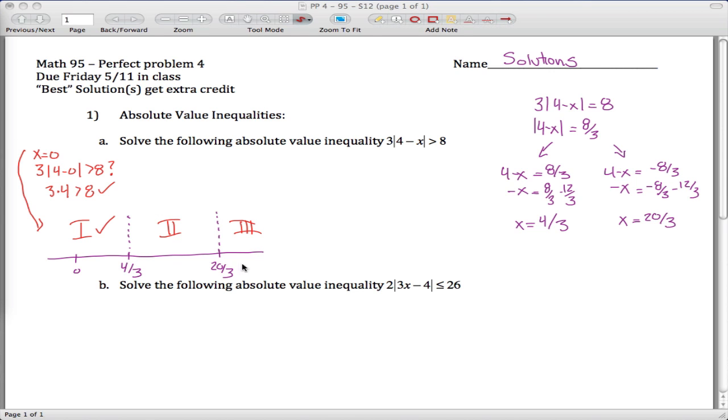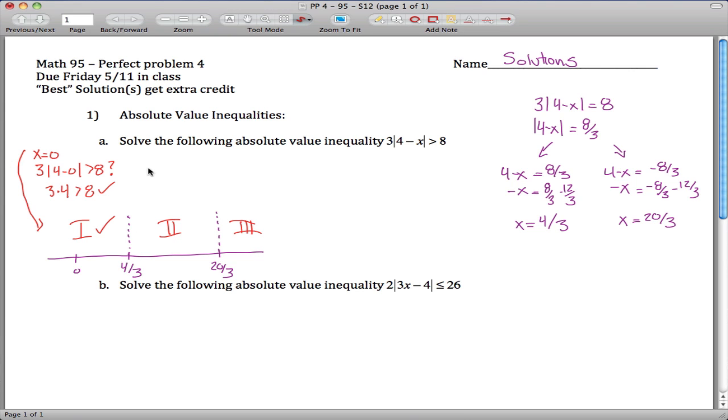Second region, numbers between 4/3 and 20/3. 4/3 is a little bit more than 1 1/3, so maybe we'll choose x as 2. You could have chosen other values, but that's the one I chose. So it's 3 times the absolute value of 4 minus 2. Question is, is that greater than 8? Absolute value of 4 minus 2 is 2. Absolute value of 2 is 2. So 3 times 2 greater than 8? No, that's 6. 6 is not greater than 8. So 2 did not work.